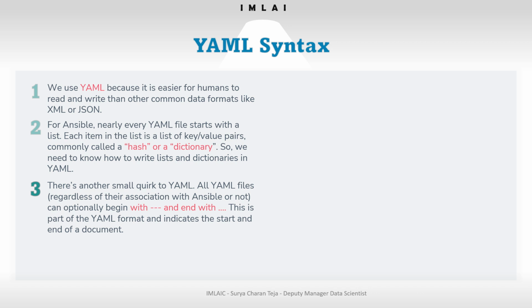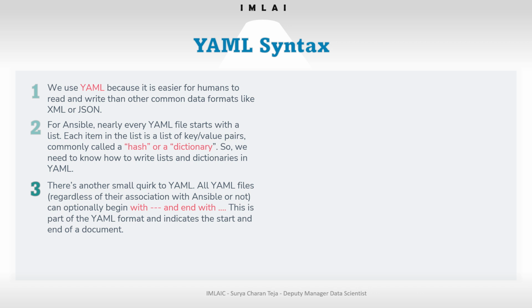Irrespective of the tool, everywhere the YAML file begins with three hyphens and ends with dot dot dot, total three dots. It ends with dots. This is part of the YAML format and indicates the start and end of a document.